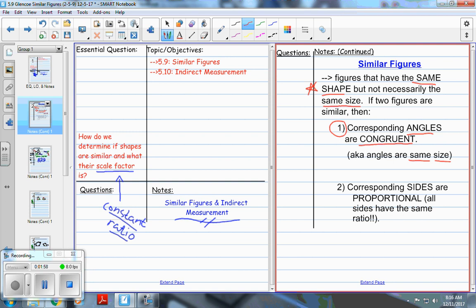So that's important. The second thing that we're going to learn about these things is corresponding sides on similar figures are proportional. Really, when we use proportional in this sense, what it means is all the sides have the same ratio if we were comparing one figure to the other. Okay, and that's where that scale factor in our focus question, our central question, is going to come from. We're looking for that constant ratio when we compare one side to the other.